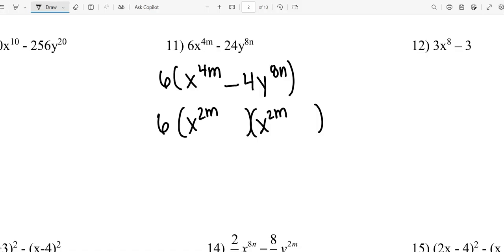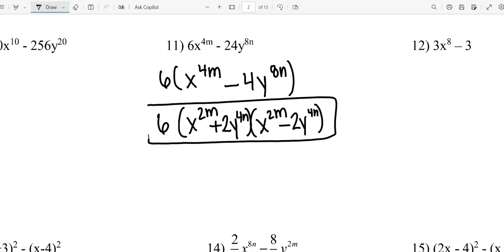Minus, let's not put my signs yet. What multiplies by itself to give you 4? 2, and you're going to have y to the what? 4n. And 2y to the 4n. I almost wrote 2, 4n. And what are my signs? Plus, minus. Remember, we're trying to get that middle to drop out. So plus, minus. Do x to the 2m and 2y to the 4n share anything? No. Then you're done. If they did share something, that would tell you that you didn't take out your greatest common factor when you could have.